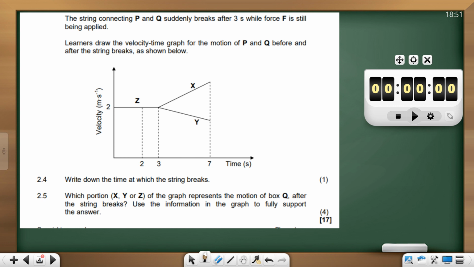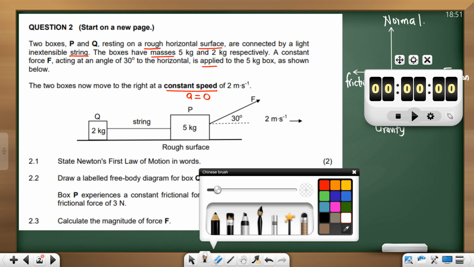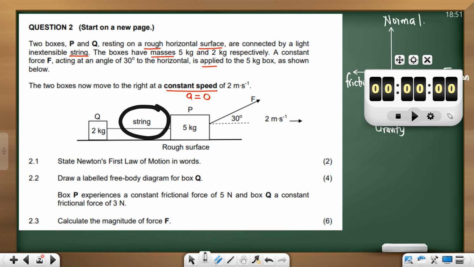The string connecting P and Q breaks. I have a breakage here while this one is still there. What's going to happen to object Q? It's going to keep moving, but the speed will start what? Decreasing, because there's no more applied force.